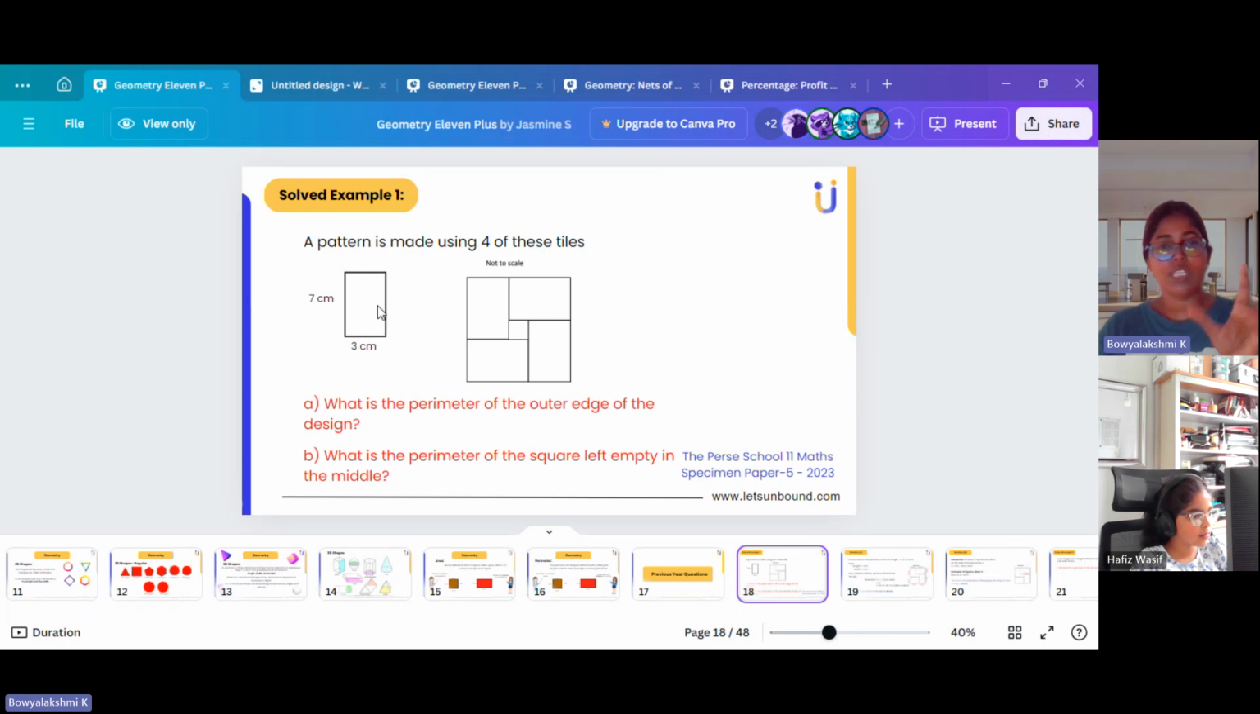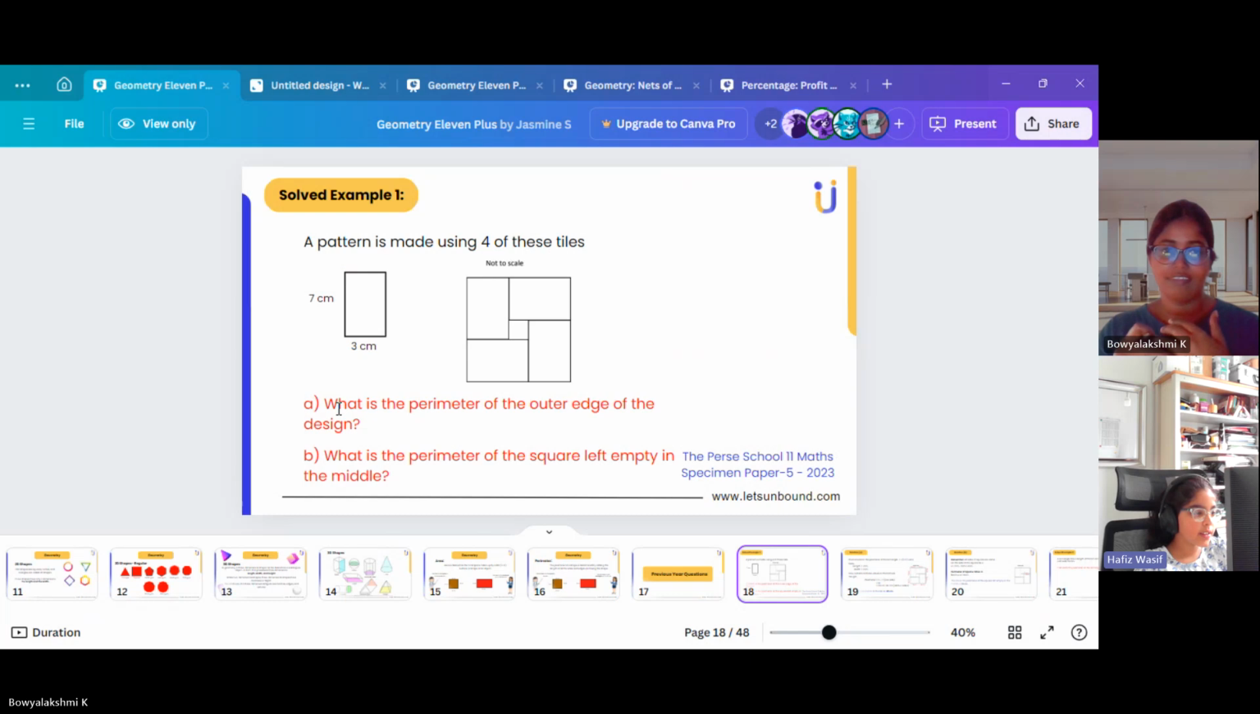Using this, they put 1, then they put 1 across, then straight, then across. So they form this particular figure. What is the perimeter of the outer edge of the design? I made a design using this tile. I took 4 tiles and made a design. So we need to find the perimeter.